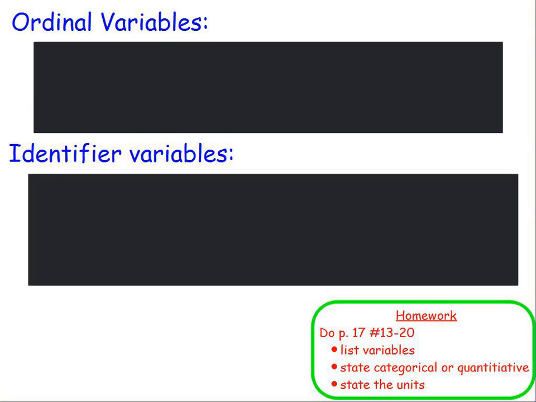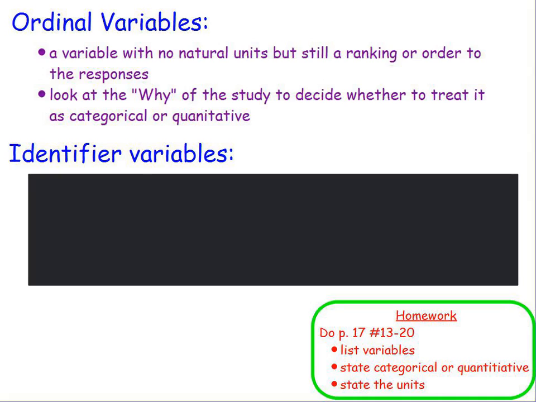Let's look at 2 more vocab words. First vocab word is that of an ordinal variable. An ordinal variable is a variable with no natural unit, but still a ranking or order to the responses. So first, second, third, or highest and lowest. Those are ranking words, but they don't necessarily have a unit attached to them. To decide if something is ordinal, always look at the why. Why did we gather this data? If it was to rank someone, then it's an ordinal data.